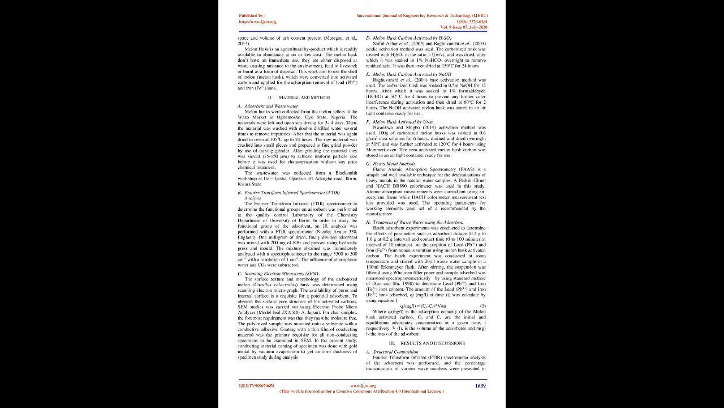Then, the material was washed with double distilled water several times to remove impurities. After that the material was again dried in an oven at 105°C for up to 24 hours. The raw material was crushed into small pieces and ground into a fine powder using a mixing grinder. After grinding, the material was sieved, 75 to 150 µm, to achieve uniform particle size before it was used for characterization without any prior chemical treatment.